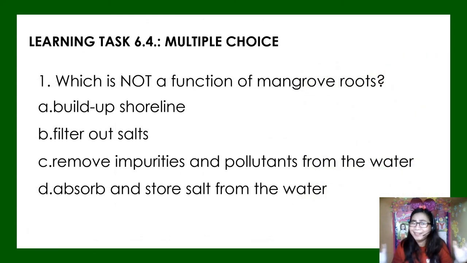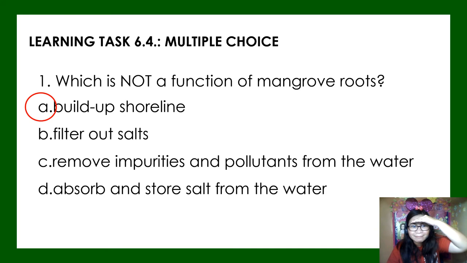Wow, we are now in learning task 6.4. This is multiple choice. You're going to choose the letter of the correct answer. For number 1, which is not the function of mangrove roots? Is it A, build up shoreline? B, filter out salts? C, remove impurities and pollutants from the water? Or D, absorb and store salt from the water? Okay, you may now write your answer. Let me check. Okay, letter A is correct. Wow, good job.